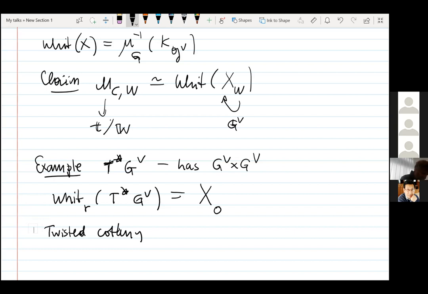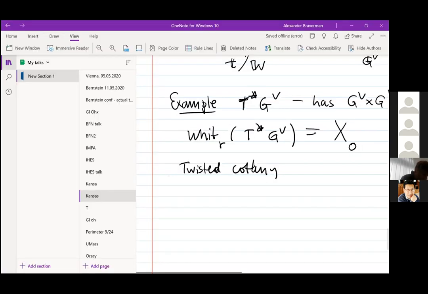I don't know what's going on. Let me stop for a second because something is wrong with this device, and it's never behaved like this before.